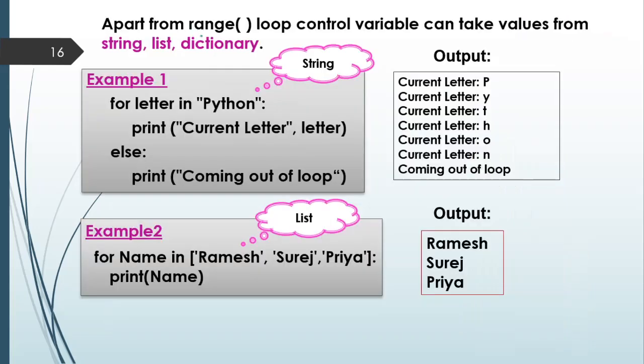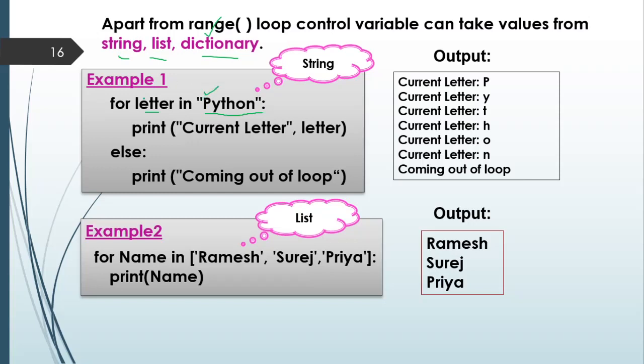We have already seen that apart from this range function, the loop control variable can take a string or a list or a dictionary. Let us see examples using a string and a list. Here, instead of a range function, I am giving a string after the in keyword. The string given is Python. The code is for letter in Python. So this variable letter will get each of these characters from this string.